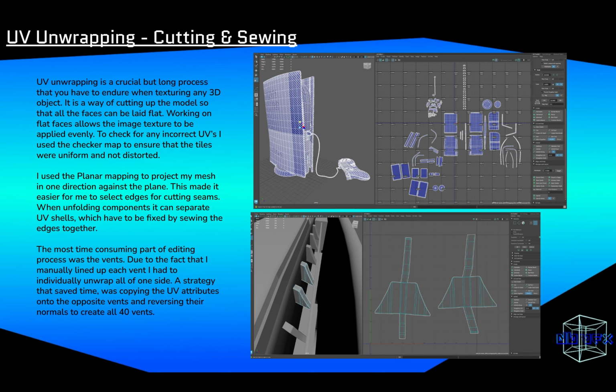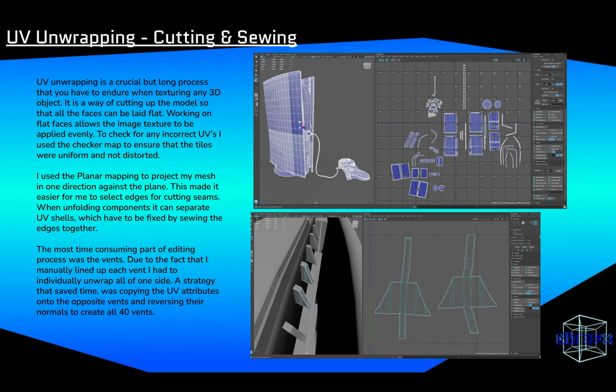UV unwrapping is a crucial but long process that you have to endure when texturing any 3D object. It is a way of cutting up the model so that all the faces can be laid flat. Working on flat faces allows the image texture to be applied evenly. To check for any incorrect UVs, I used the checker map to ensure that the tiles were uniform and not distorted. I used the planar mapping to project my mesh in one direction against the plane. This made it easier for me to select edges for cutting seams.